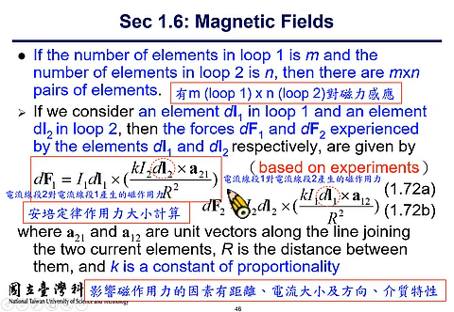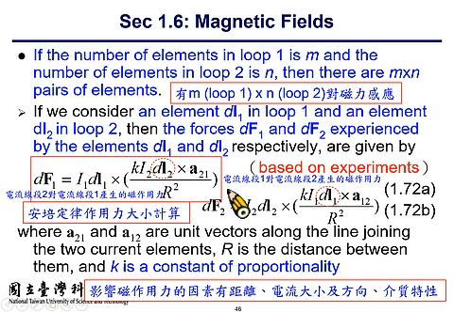So here is Ampere's law of force. dF1 is the force experienced by a short section in loop 1, that is dL1. And the current in dL1 is I1 dL1. The current in loop 2 is I2 dL2.